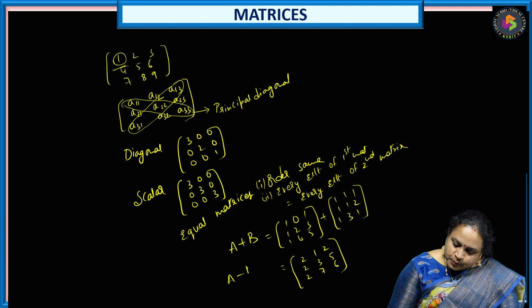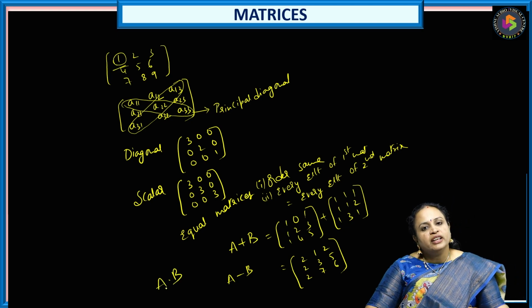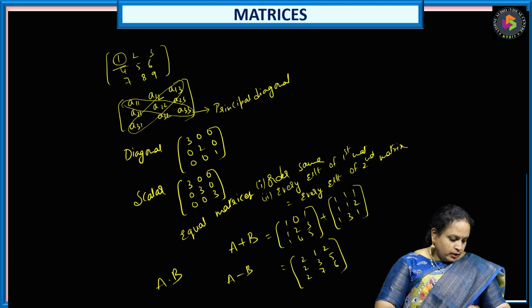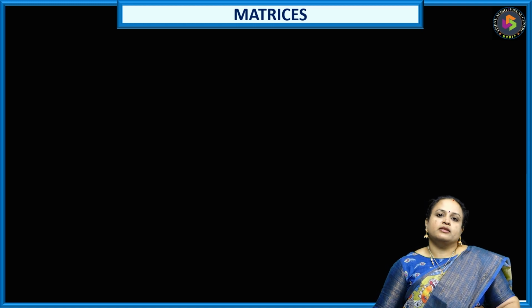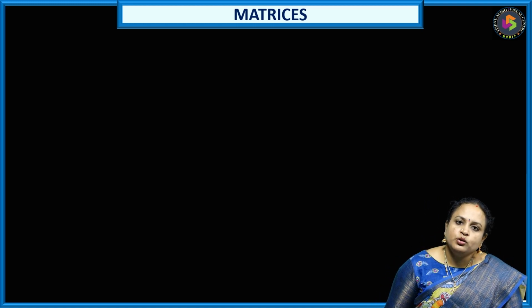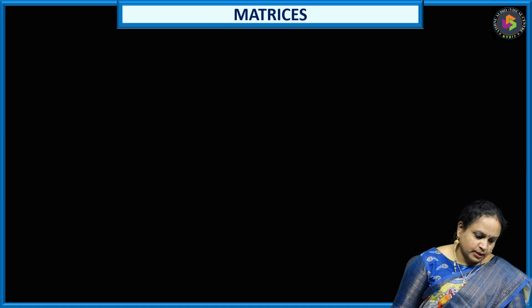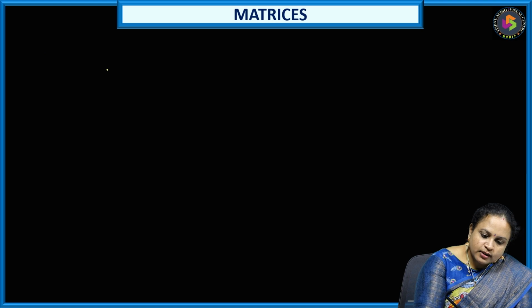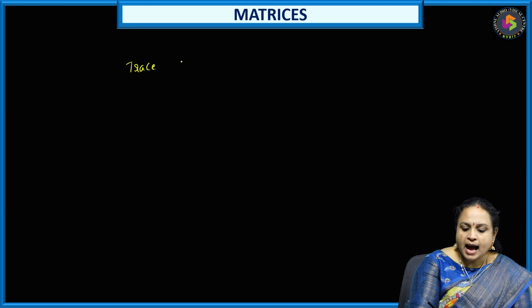Similarly, you can subtract two matrices. You can also multiply two matrices, but we can never divide two matrices. Yes, we can add, subtract and multiply two matrices, and we cannot divide two matrices. Then the next concept is trace of a matrix. Trace of a matrix means adding the principal diagonal elements.